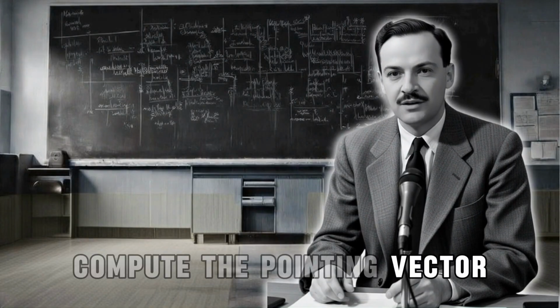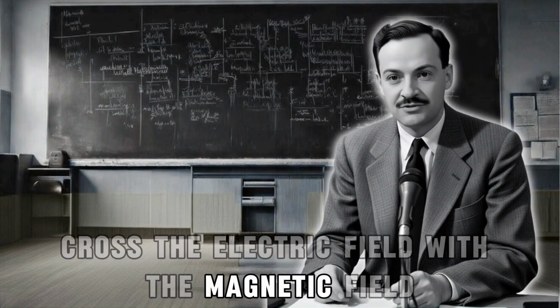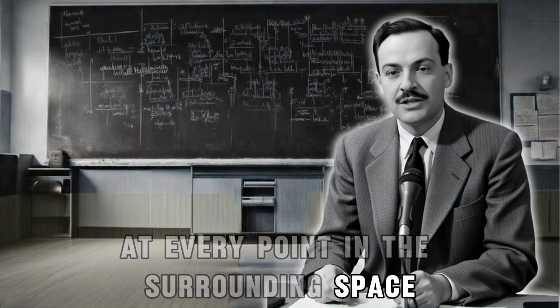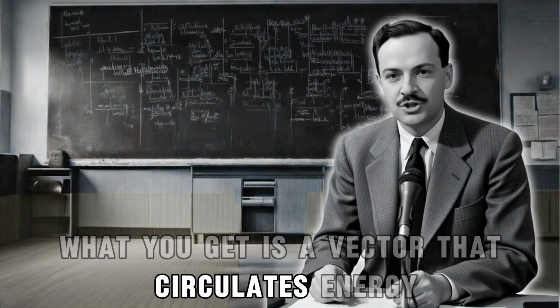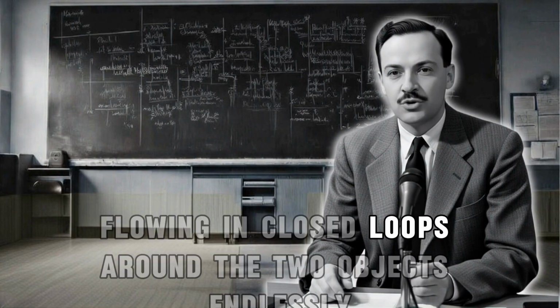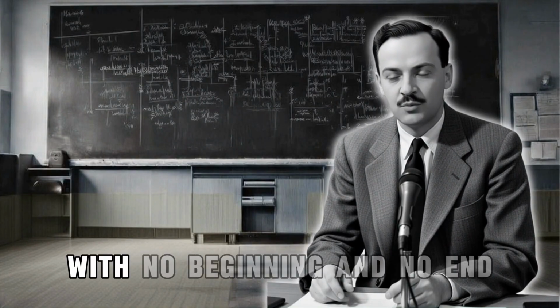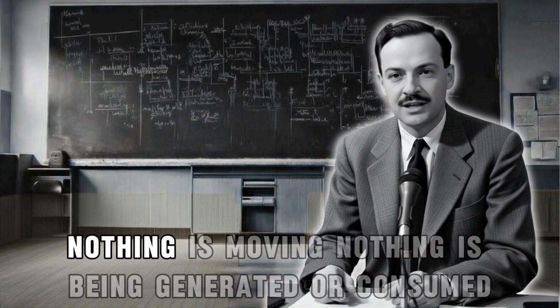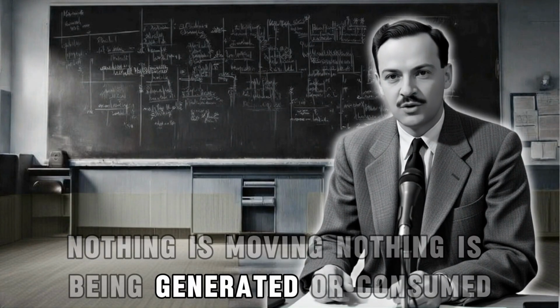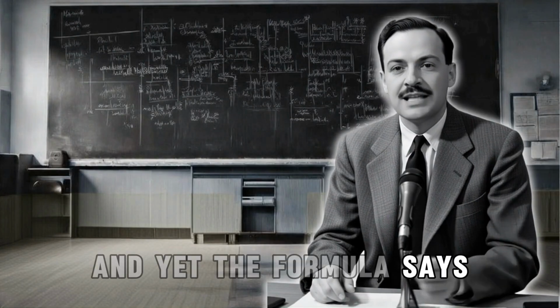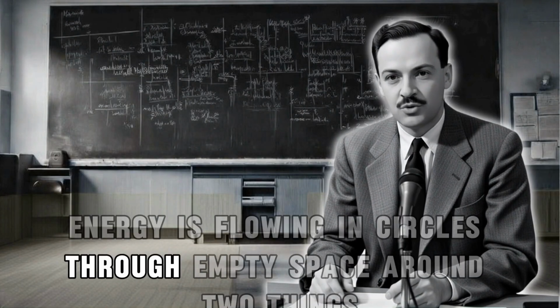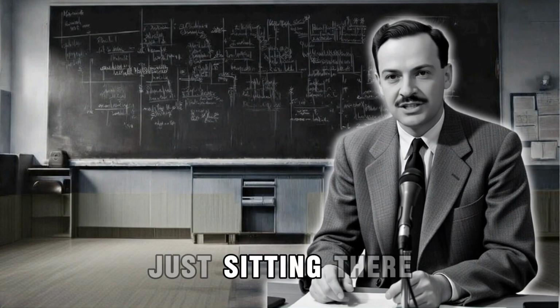Compute the Poynting vector. Cross the electric field with the magnetic field at every point in the surrounding space. What you get is a vector that circulates, energy flowing in closed loops around the two objects endlessly, with no beginning and no end. Nothing is moving, nothing is being generated or consumed, and yet the formula says energy is flowing in circles through empty space around two things just sitting there.